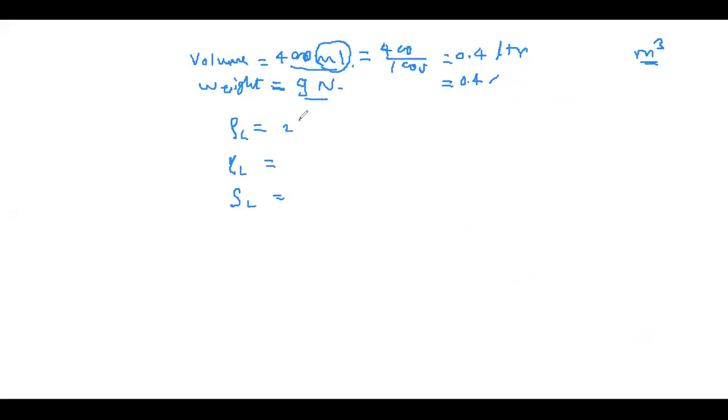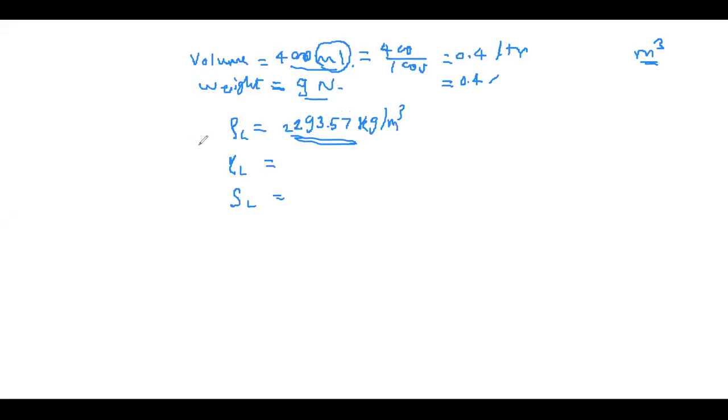2293.57 kg per meter cube. Okay. This is the mass density. So here, they have given the weight and volume.